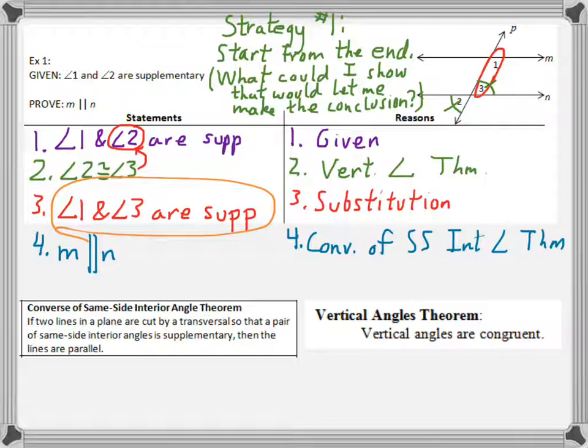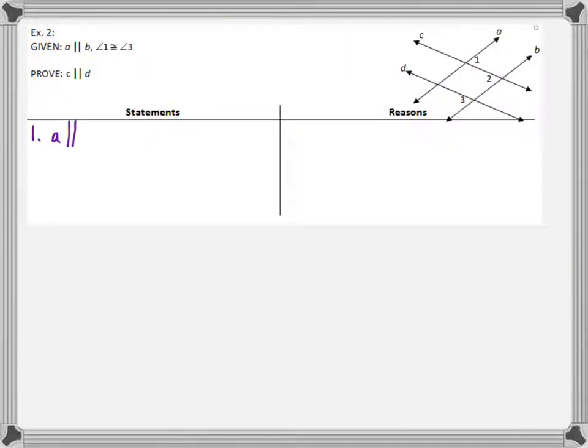Okay, let's look at one more example. I'll go ahead and fill in the given information. Here we're given that lines A and B are parallel, and that angle 1 and angle 3 are congruent. We're trying to prove that the other set of lines are parallel.